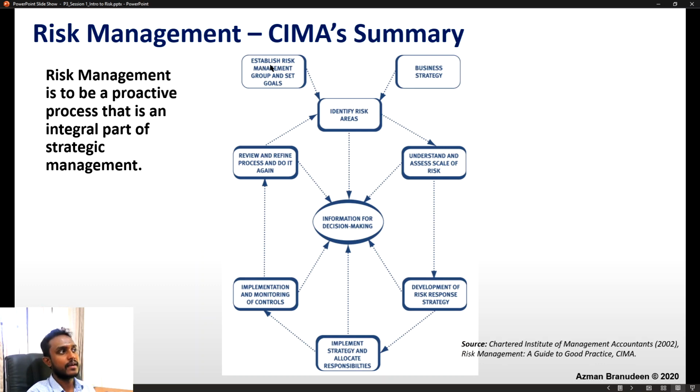And you understand that this whole thing, this entire cycle, this entire hexagon is embedded largely within your business strategy. And you establish a risk management group and set goals as the primary team. We will look at the risk management group in probably segment number 2. What they exactly have to do, and they are the ones primarily who carry this process. They are the ones who undertake and continuously follow through this process.